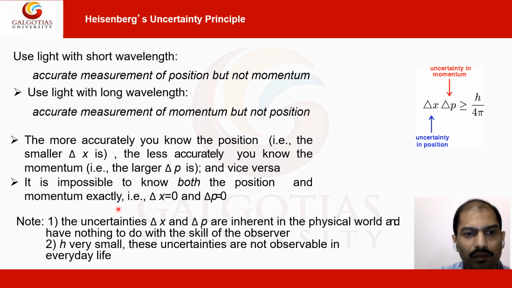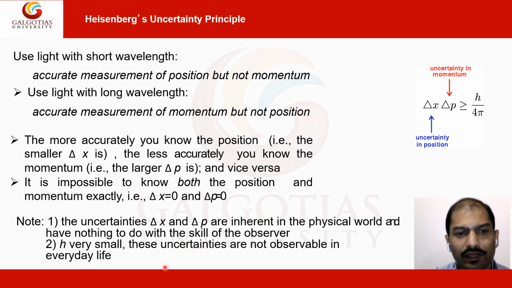So it is impossible to know both the position and momentum exactly. It means in a wave, or like in a light wave, it is very difficult to measure both position and momentum exactly at the same time. So here delta X will be 0, suppose, and delta P, which is momentum, is 0. The uncertainties delta X and delta P are inherent in the physical world, and have to do not with the skill of the observer.